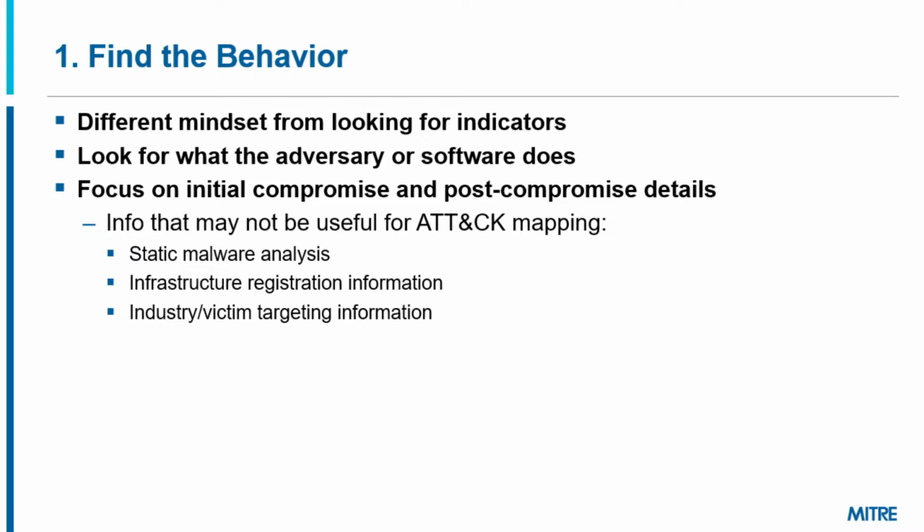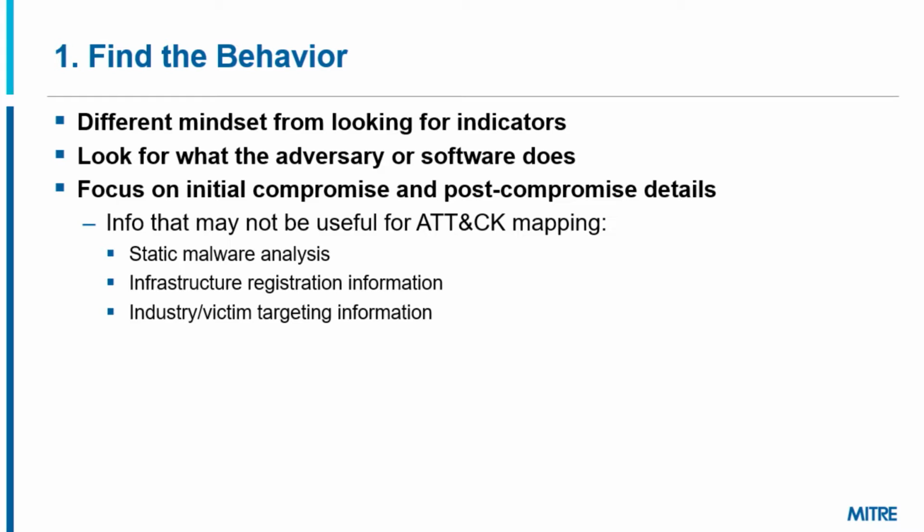It's also important to note that some information isn't the best for mapping to ATT&CK, and we'll be the first to admit that. For example, static malware analysis. If you have some assembly, x86, some analysis from IDA Pro, those aren't always behaviors. Some of them are, but if you're just looking at assembly, that might not map to ATT&CK very well. Similarly, infrastructure registration information. If there are some people doing some great work on passive DNS, other things like that, that might not be the best for mapping to ATT&CK.